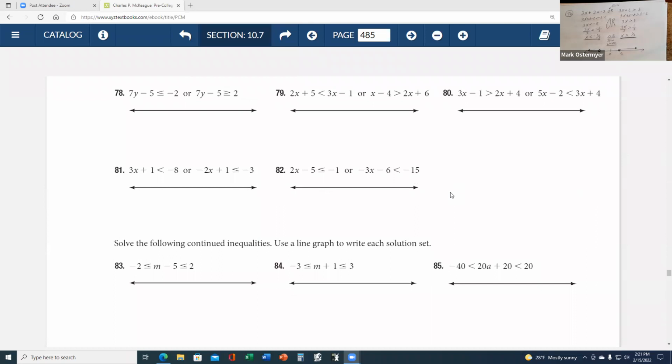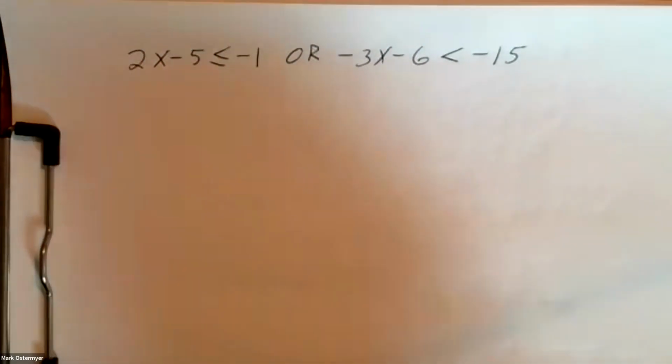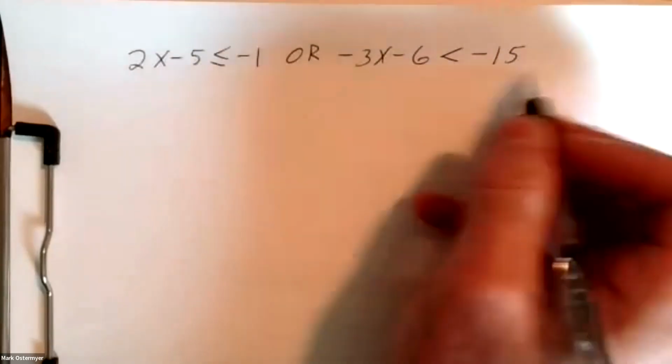All right. Maybe we could try another one, number 82 here. Number 82 is also a compound OR inequality statement. And basically it says that 2x minus 5 is less than or equal to -1, or -3x minus 6 is less than -15. So we want to solve this compound OR inequality. And to do that, we have to solve this inequality and then solve this inequality.